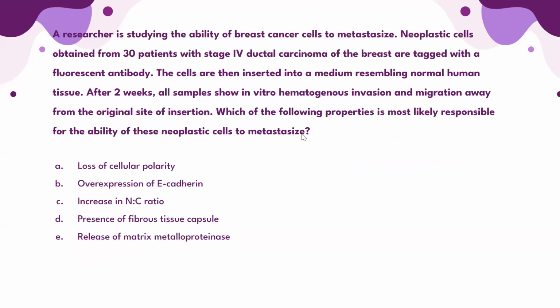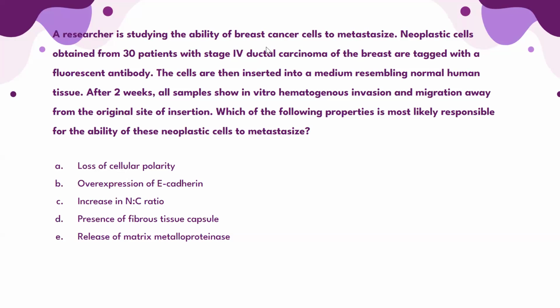A researcher is studying the ability of breast cancer cells to metastasize. Neoplastic cells obtained from 30 patients with stage 4 ductal carcinoma of the breast are tagged with a fluorescent antibody. These cells are then inserted into a medium resembling normal human tissue. After 2 weeks, all samples show in vitro hematogenous invasion and migration away from the original site of insertion. Which of the following properties is most likely responsible for the ability of these neoplastic cells to metastasize to different places?